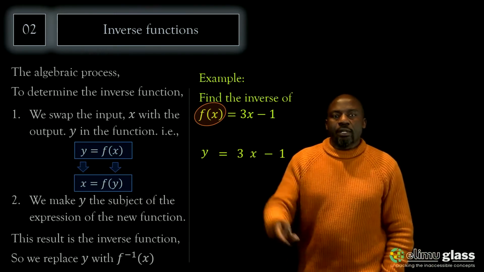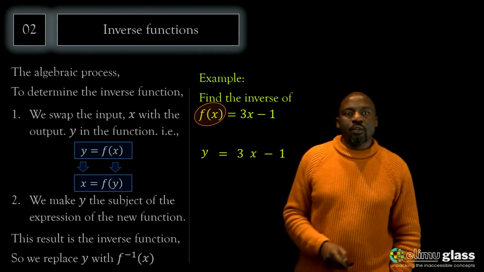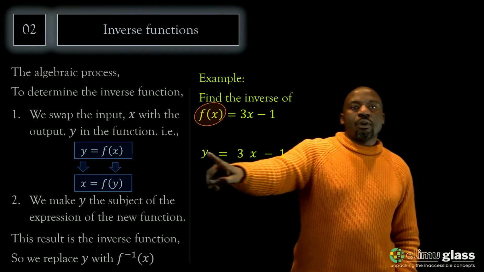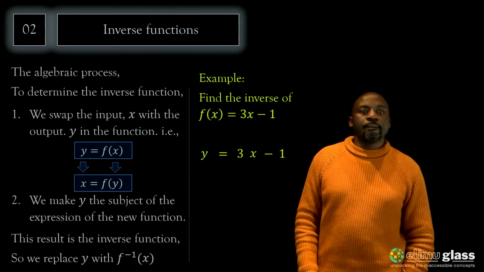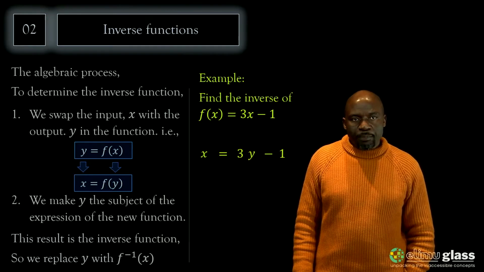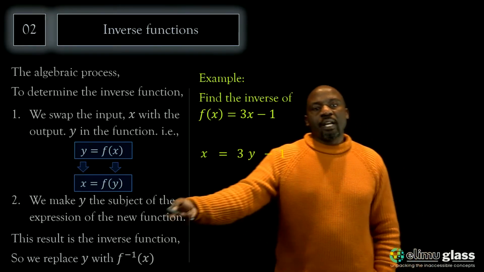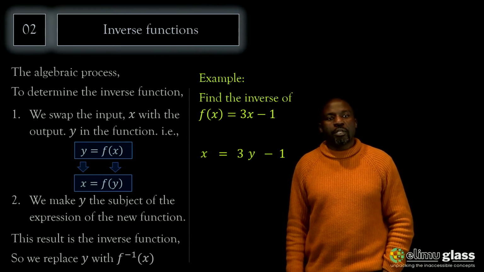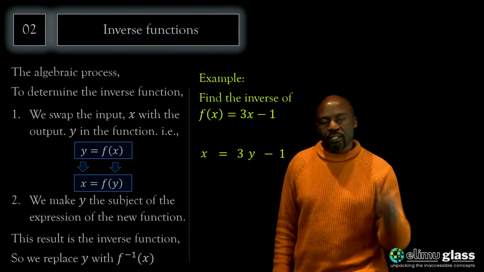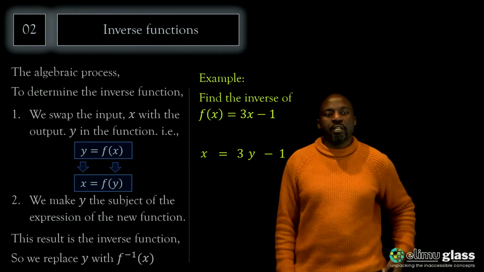Okay? Now we can perform this step here, and we say that we are going to swap the value of y and the value of x. If we do that, swap them like that, and then simply make y the subject of the formula. So now we have an expression x equals 3y minus 1. We are going in the reverse direction from our function machine, if you remember.